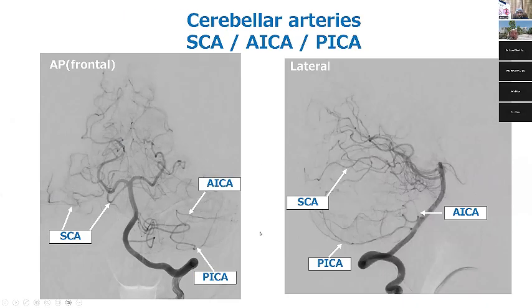Okay, these are the cerebral arteries, very simple. The first branch below the PCA is the superior cerebellar artery. The SCA supplies the superior surface of the cerebellum, and the anterior inferior cerebellar artery, AICA, comes from the trunk of the basilar artery here and goes to the CP angle, supplying the medial part of the cerebellum. PICA comes mainly from the vertebral artery in many cases and supplies the posterior inferior surface of the cerebellum.